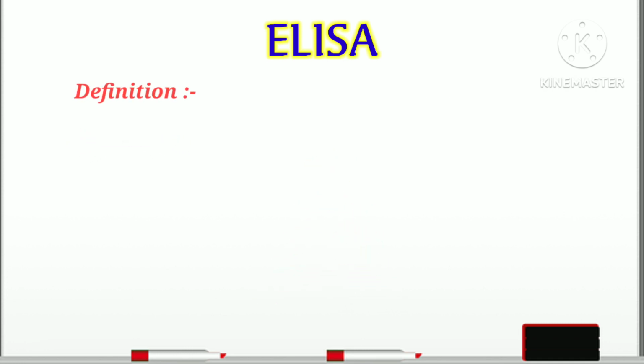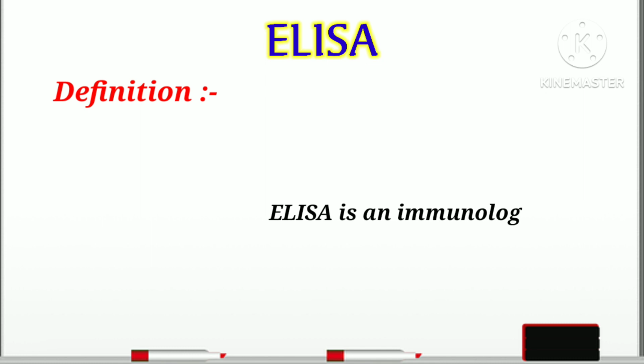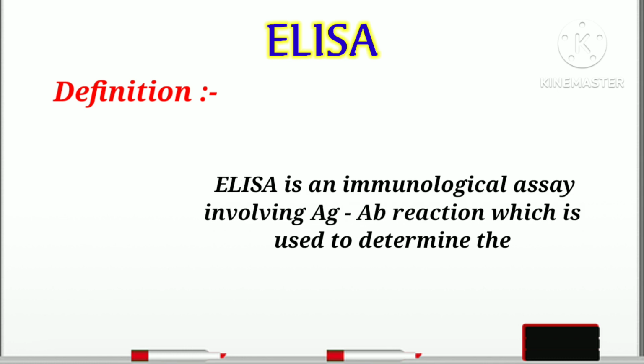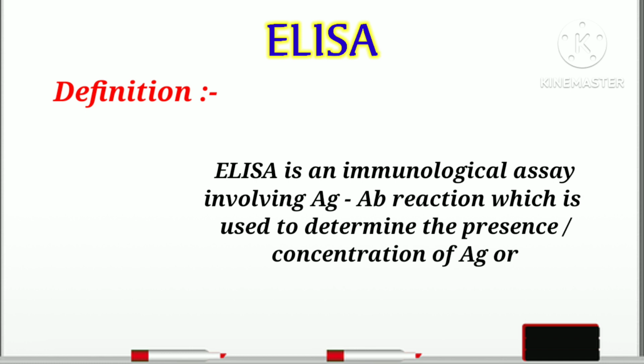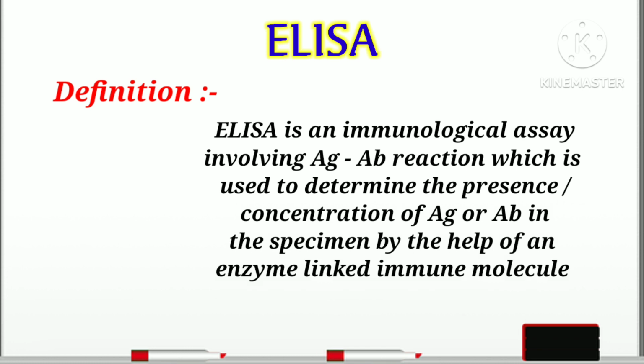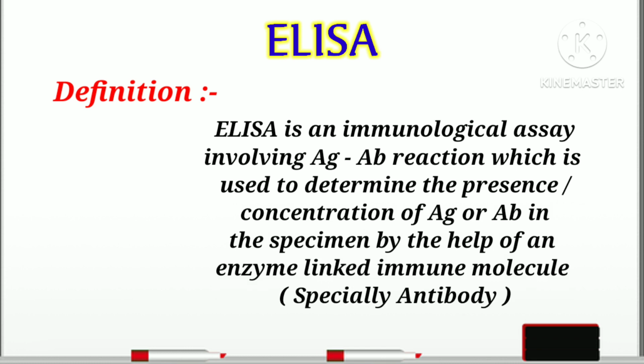First, we need to know the definition of ELISA. What is ELISA? ELISA is an immunological assay involving antigen-antibody reaction, which is used to determine the presence or the concentration of antigen or antibody in the specimen by the help of an enzyme-linked immune molecule, especially antibody. So, the immune molecule may be antigen or may be antibody. In ELISA, the most common is antibody.